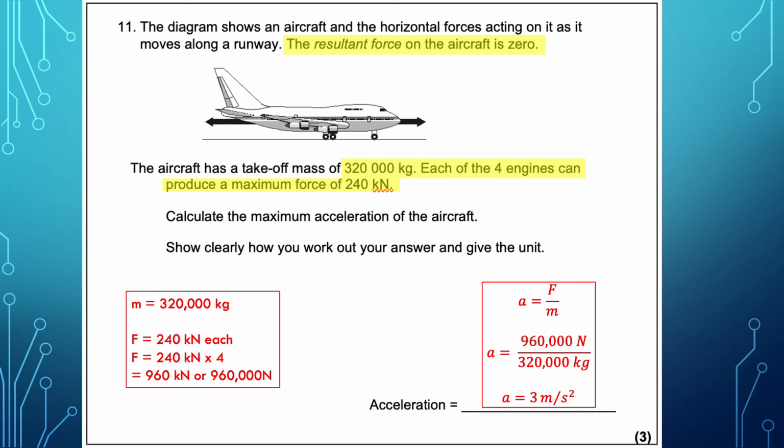And for those of you that are a little bit more curious about why I use 240, because it says each of the 4 engines can produce a maximum force, you might be thinking, well, why didn't you use 200 or 180 or 140, right? And that's because it's asking for the maximum acceleration. So you want to figure out, if I put out the total force that this airplane can produce, how much acceleration am I going to get? And this is why.